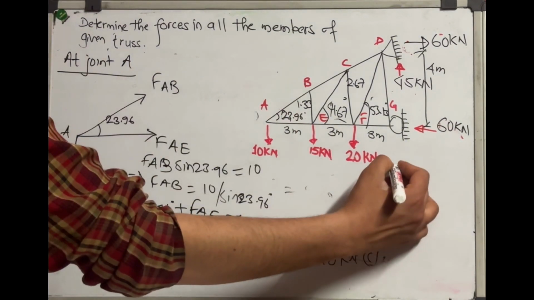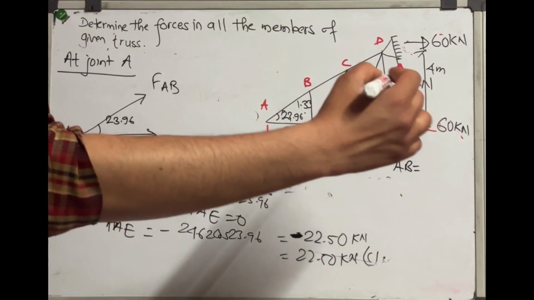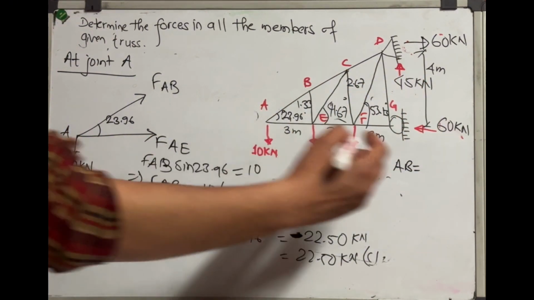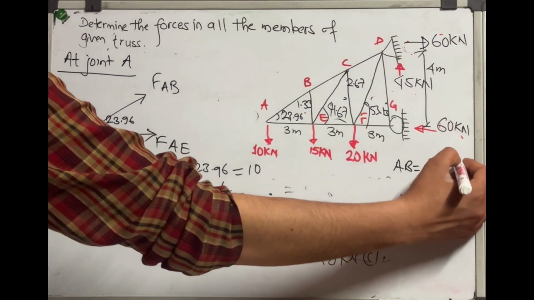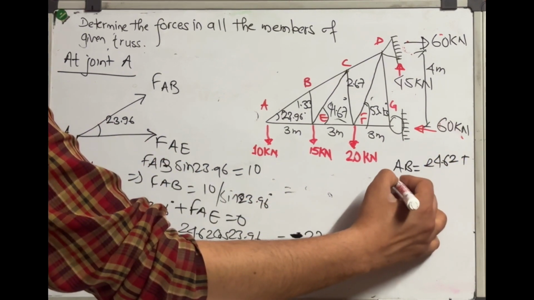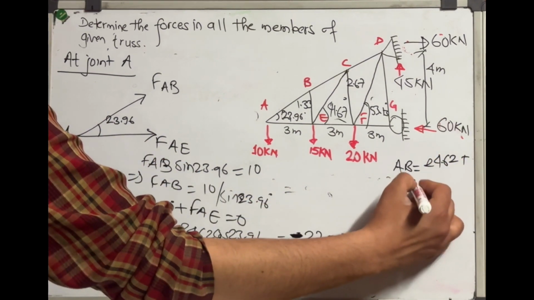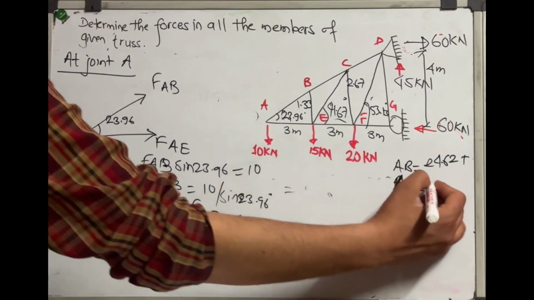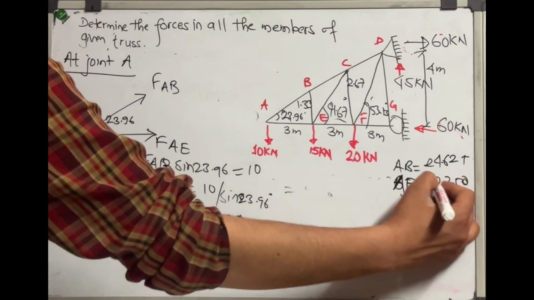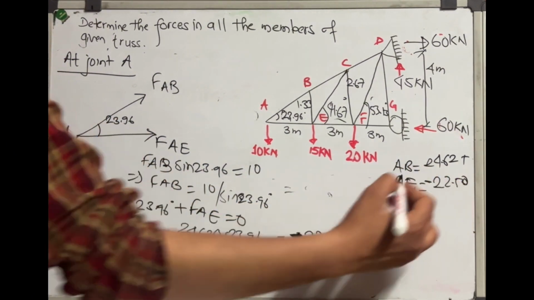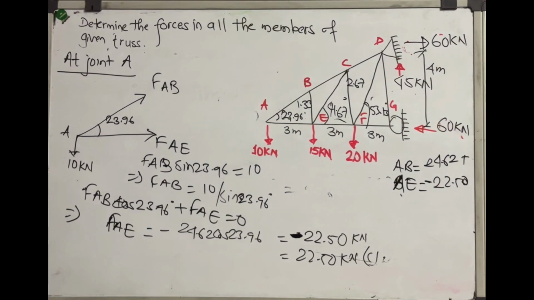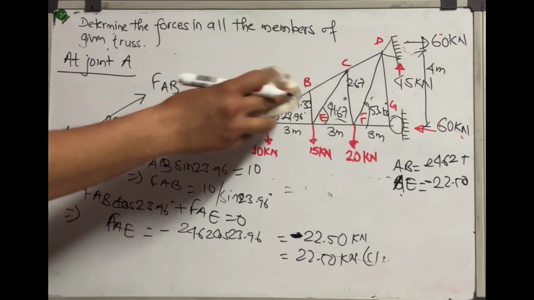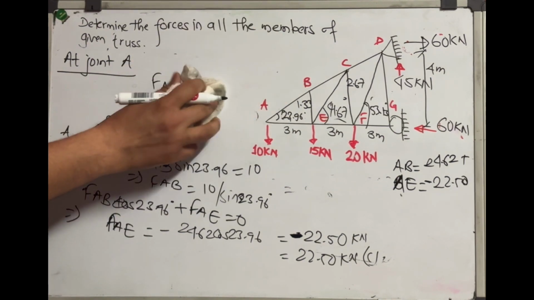So I'll write this. What is the AB force? 24.62 tension. AE is nothing but 22.50 compression. Negative, I will write this. So you determine two aspects from joint A. Again, you have to determine other member force from other joint, right?